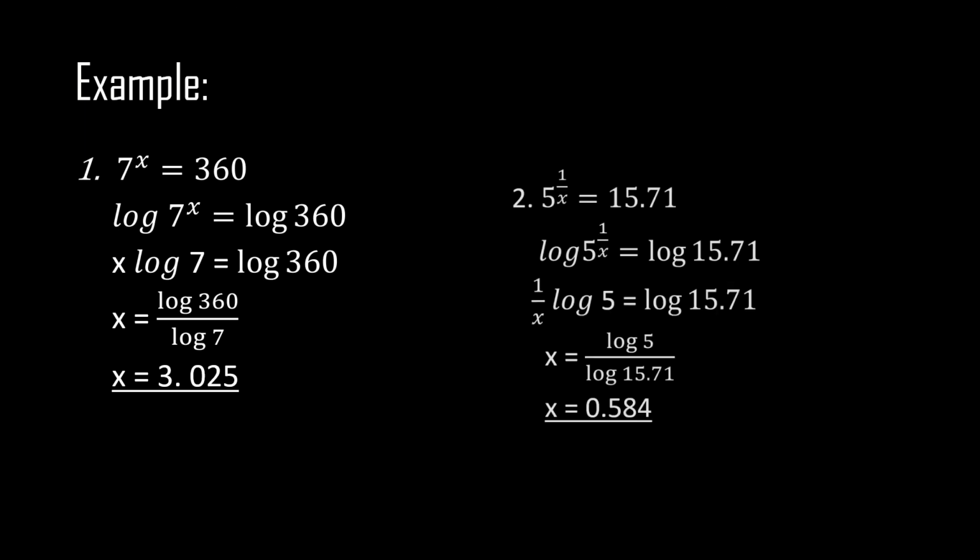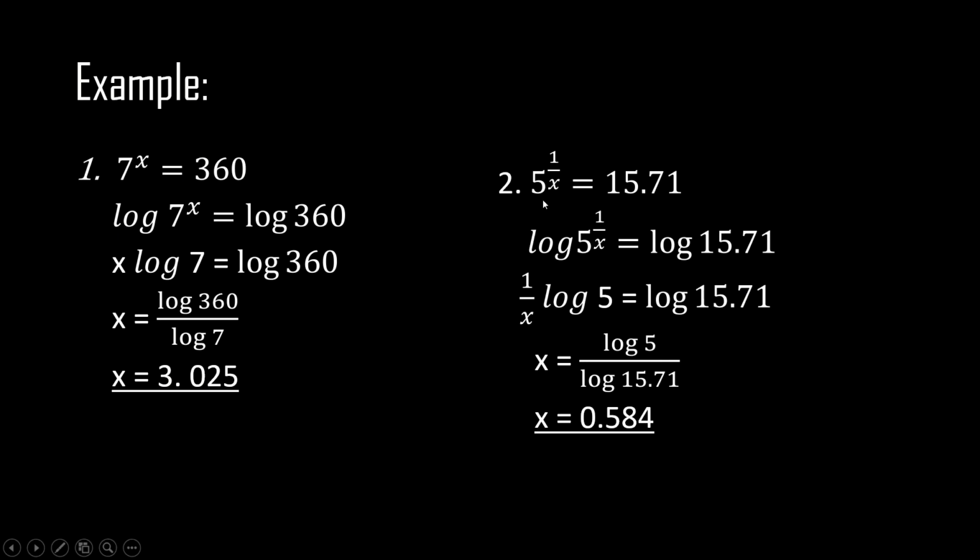So for our next example, 5 raised to 1 over x is equal to 15.71. So again, taking the logarithm of both sides, then following the power rule in this case, we can get this equation. Then simplifying and getting the value of x, we arrive to this answer, which is x is equal to 0.584. So you can double check it with your calculator.